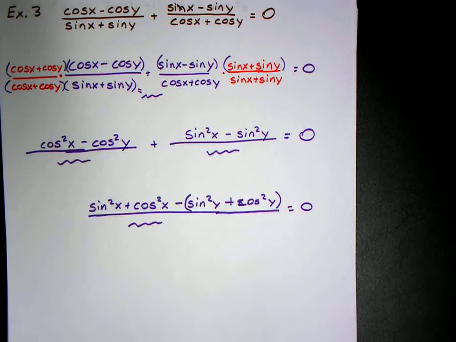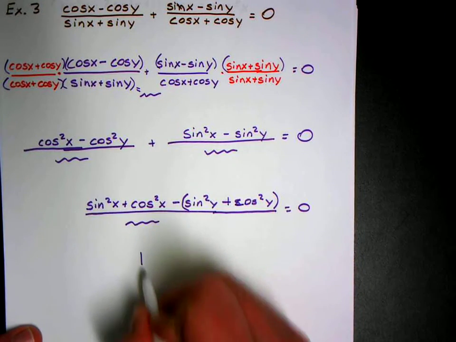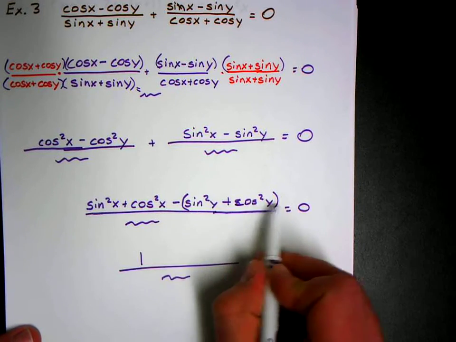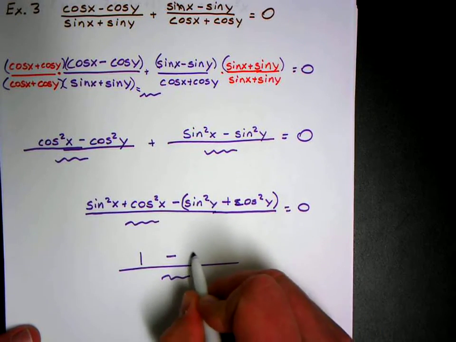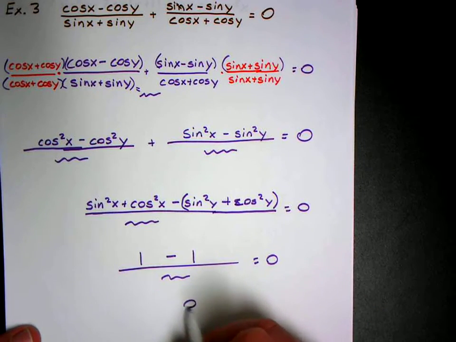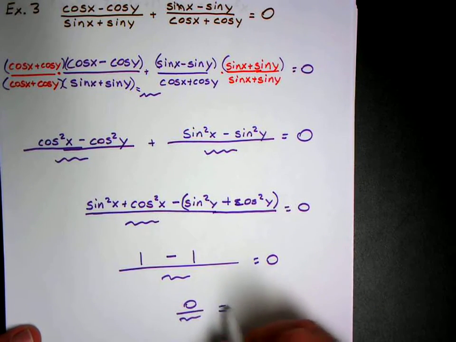Okay, what's sine squared x plus cosine squared x? 1. What's sine squared y plus cosine squared y? Okay, what's 1 minus 1? What's 0 over squiggle?